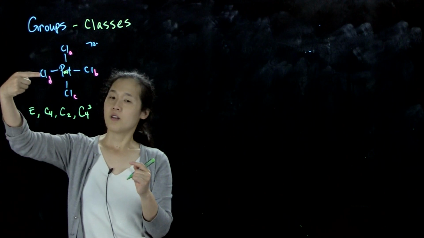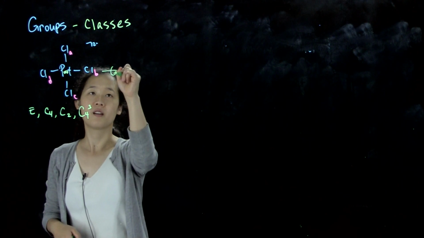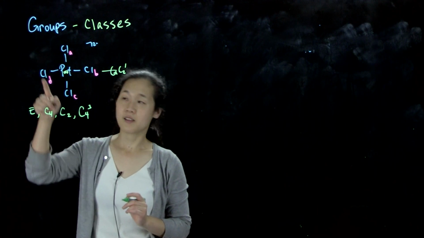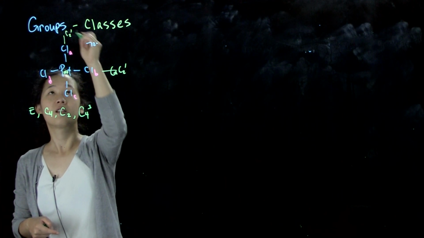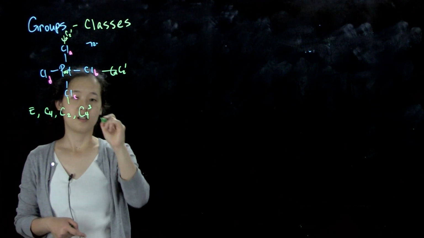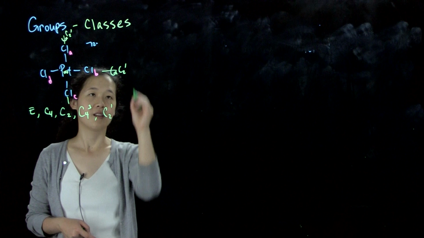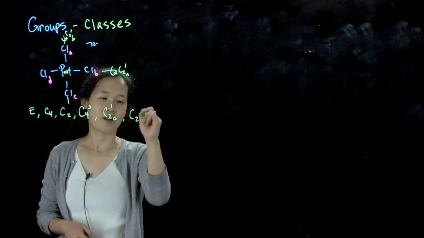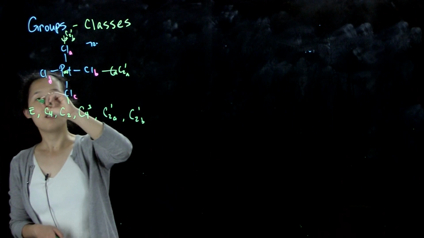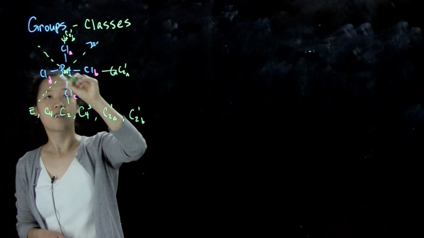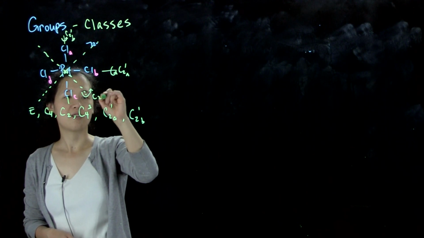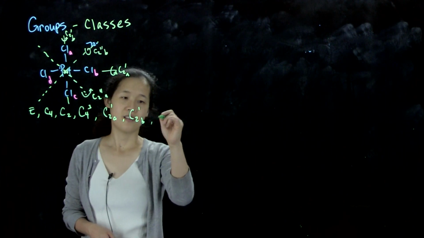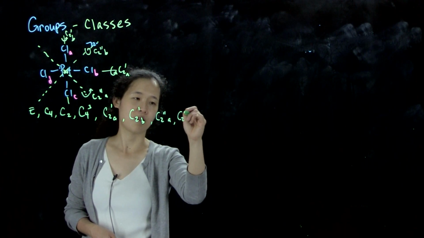We have, let's see, one perpendicular C2 going this way. So we'll call this C2 prime because this is perpendicular to our central axis. We have another C2 prime over here, so this way. I'll call these C2 prime A and C2 prime B. We have 2 more C2s this way. So we'll call this C2 double prime A, and this will be C2 double prime B.